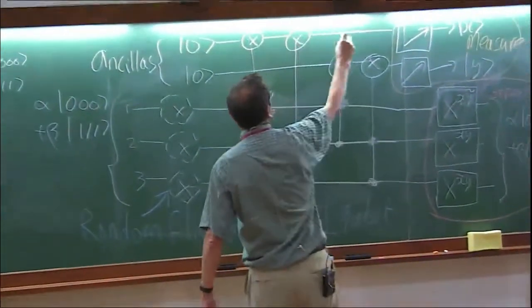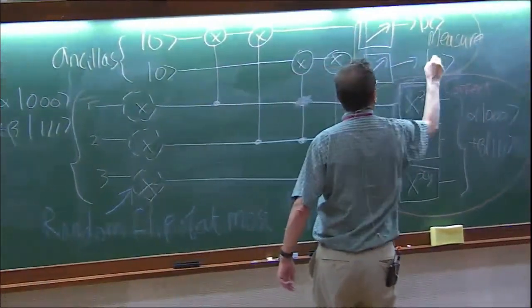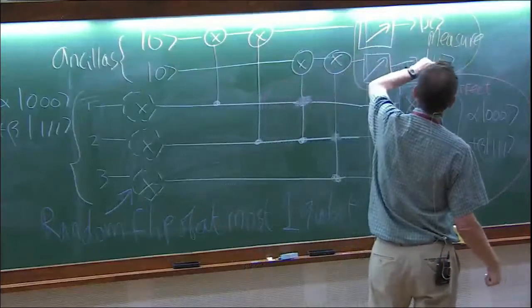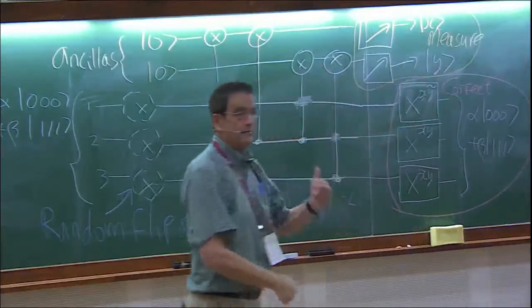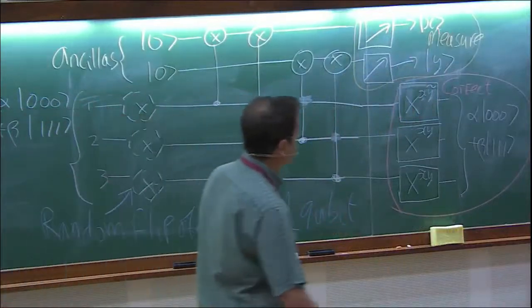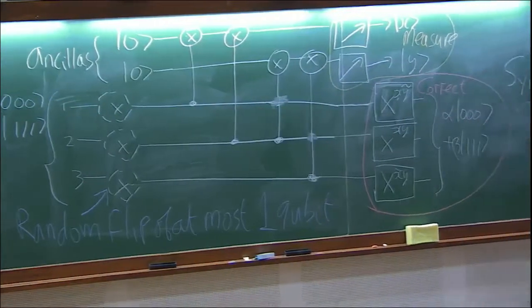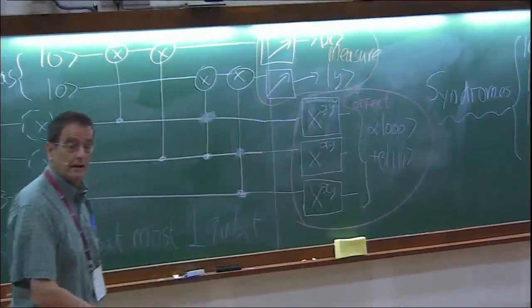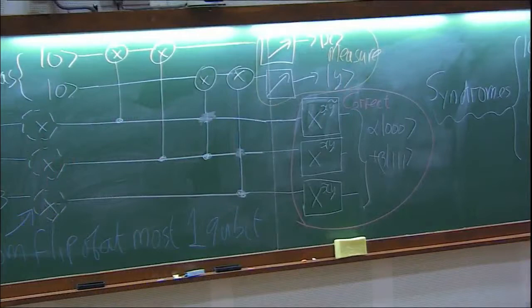So at the end here, you will measure the ancillary qubits, and we'll get X and Y, each of which will be 0 or 1. There are 4 possibilities. And each of these 4 states will give us a different outcome for the measurement on the ancillary qubits, X and Y.